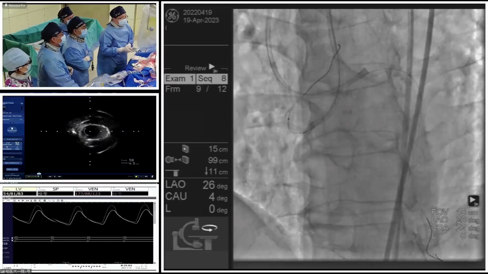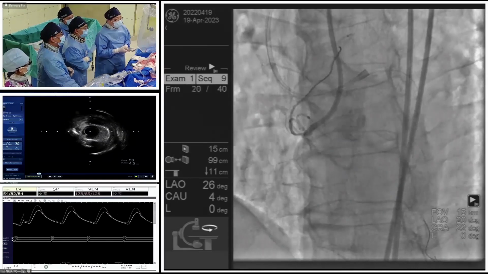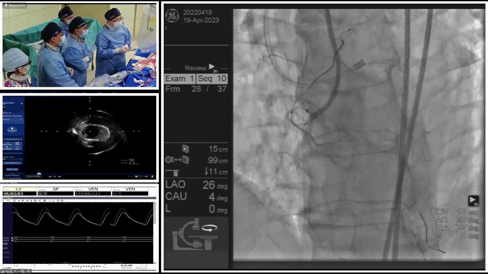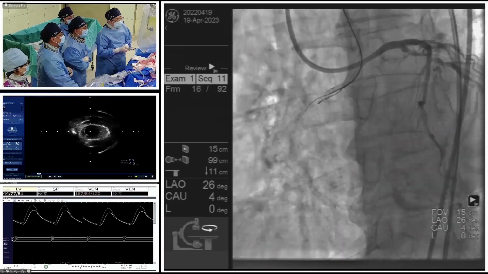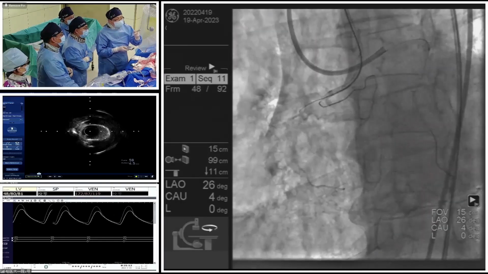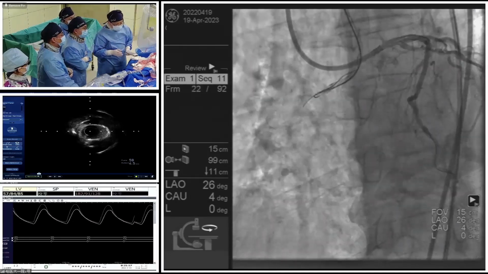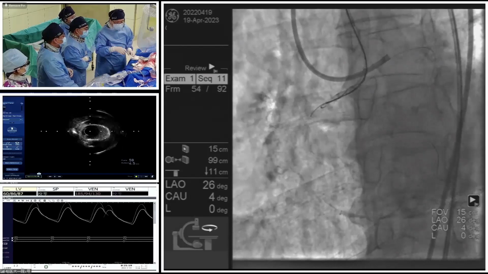Okay, so let's see. This is also a bilateral angiogram. Okay, so here is where the wire is at present. Okay, so next, I will try antegrade wiring.